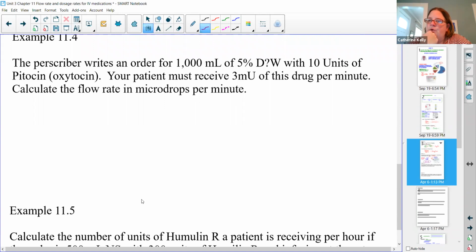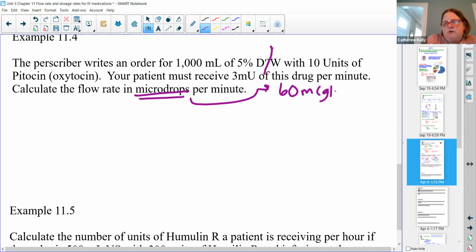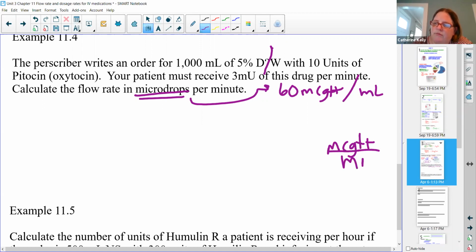The prescriber writes an order for 1,000 milliliters of 5% dextrose in water. This should say with 10 units of pitocin or oxytocin. Your patient must receive 3 milliunits of this drug per minute. Calculate the flow rate in microdrops per minute. Remember, when you see the word microdrops from chapter 10, you know that there are 60 microdrops per milliliter. So this says I need the rate in microdrops per minute. So I'm going to start with the tubing, which is 60 microdrops per milliliter.